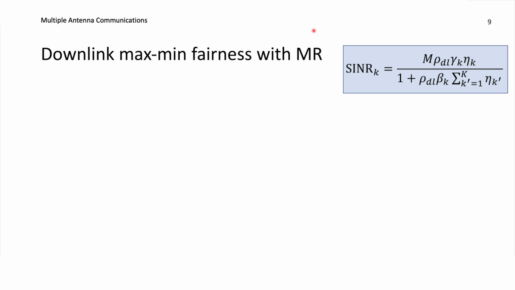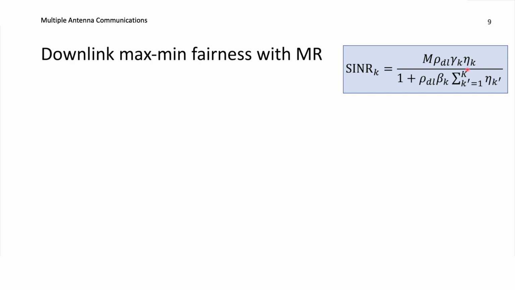And when we are using maximum ratio processing, this is the effective SINR that we're getting: M times rho downlink gamma k times eta k, over 1 plus rho downlink beta k, and then the summation over all the power control coefficients. Will there be any reason for the base station not to use the full power? No, because if it's not using all the power, then it can take what is left and divide it between the different users, and then it can increase the SINR for everyone by essentially increasing the power compared to the noise. And that means that the summation over all of the eta parameters here will always be equal to 1. And what does that mean?